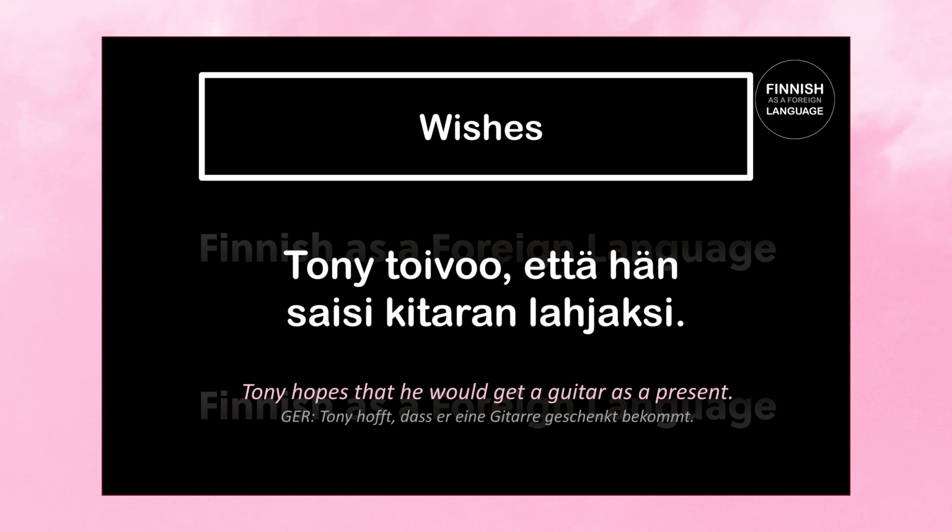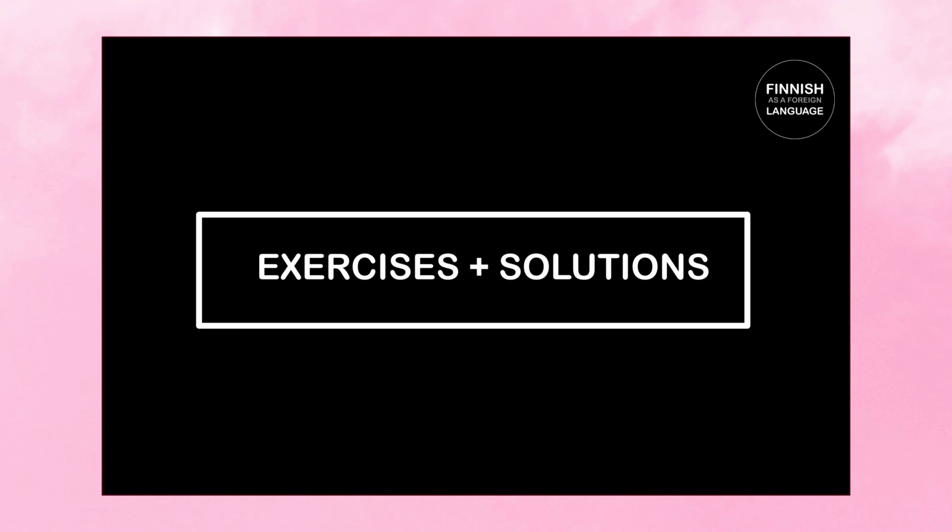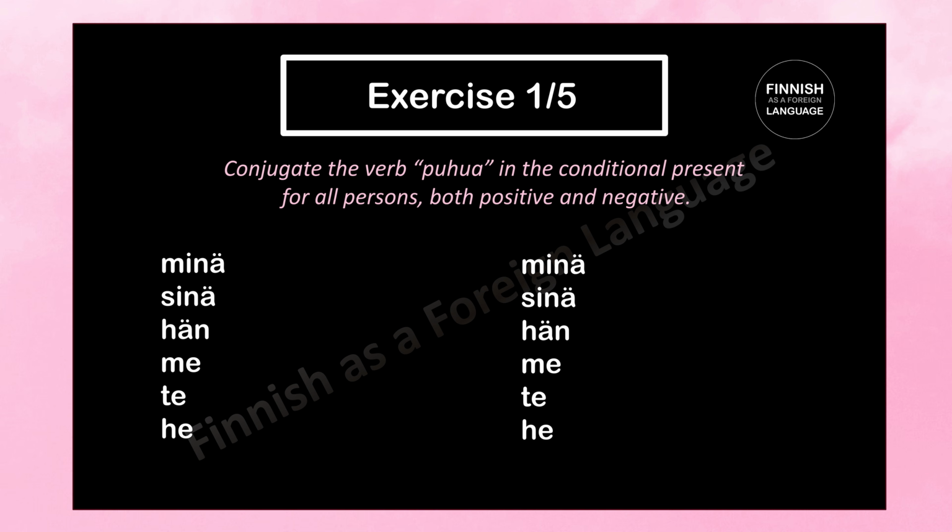So also here we use the conditional in order to express Tony's wish. Let's repeat again. Tony toivoo, että hän saisi gitaran lahjaksi. Tony hopes that he would get a guitar as a present. Nice, now we arrived at our last chapter for today, the exercises. Here is our first one.